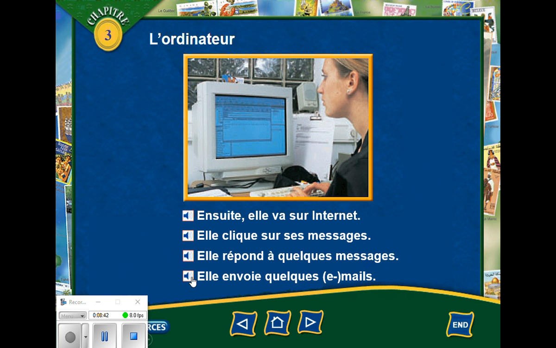Elle envoie quelques emails. Envoyer. This is a YER verb. You've seen essayer before, so you have seen YER verbs before. They conjugate a little bit differently. Envoyer means to send. In fact, you learned that when you learned about volleyball back in 8th grade. So, she sends some emails.